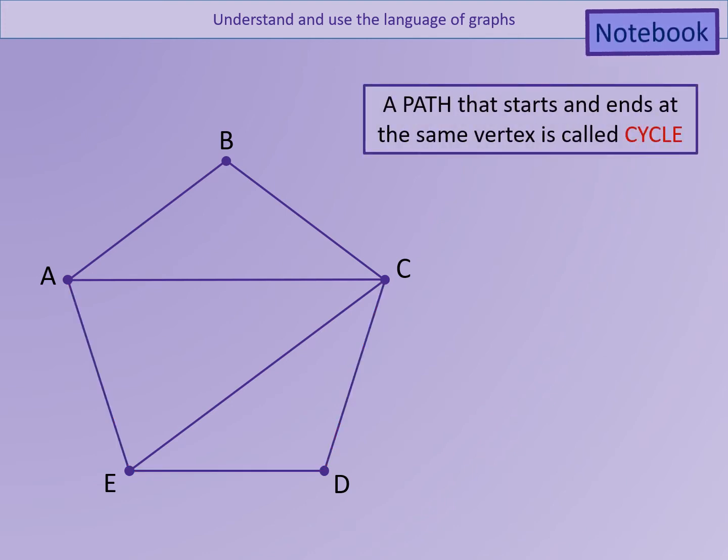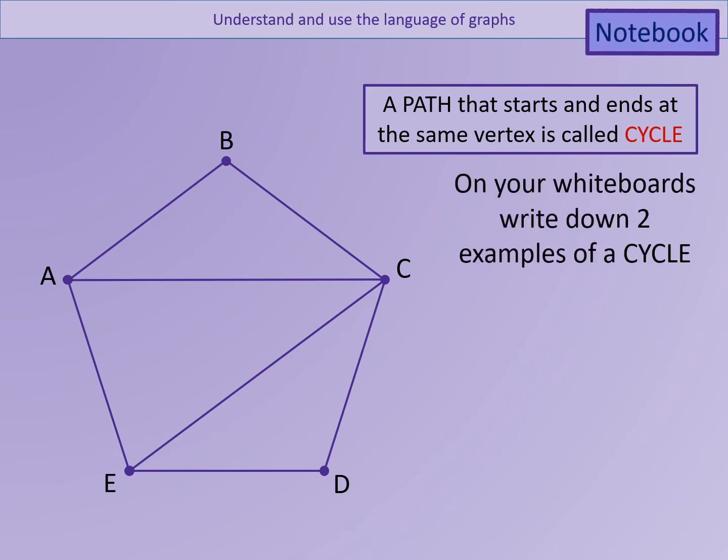So we've seen that paths can start and end at different vertices. If a path starts and ends at the same vertex, it's called a cycle. Pause the slide and write down two examples of a cycle. So one example might be A to E to D to C and back to A.